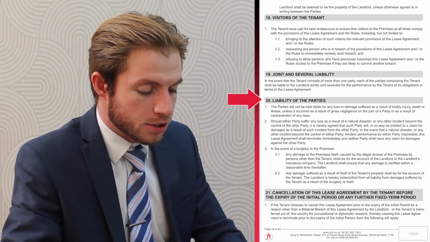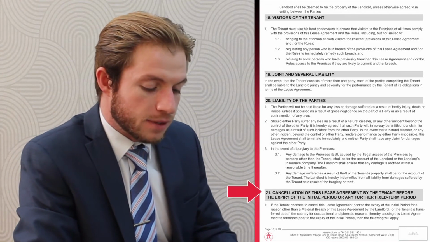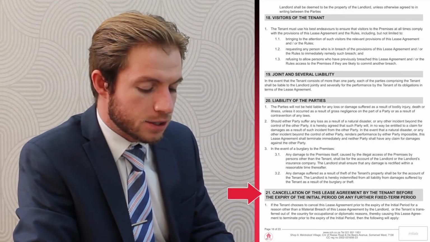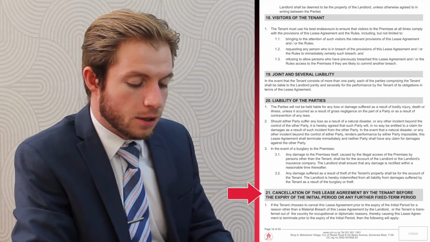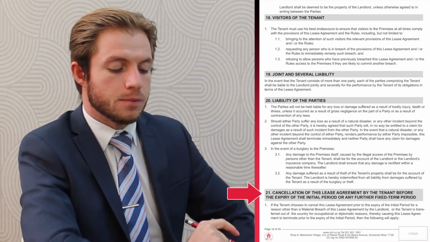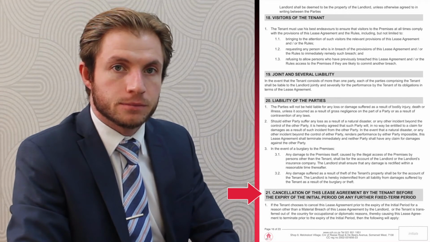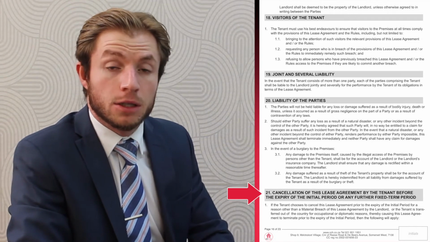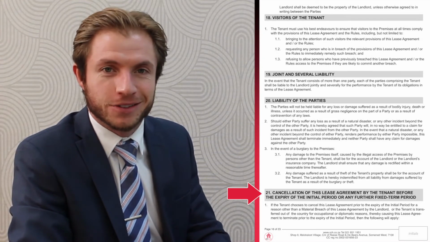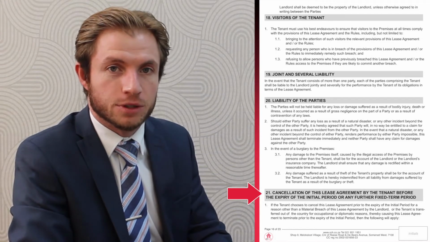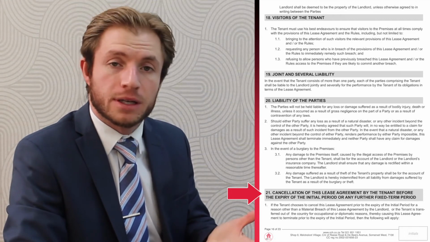Now, probably the most important condition contained in a lease agreement is the cancellation of this lease agreement, clause 21, cancellation of this lease agreement by the tenant before the expiry of the initial period or any further fixed term period. So what this means is the following. If this lease agreement is concluded for a year, 2 months into the lease agreement, you've now received a position in Johannesburg and you need to cancel this lease agreement because you need to move as soon as possible. But there's still 10 months left of this lease agreement. What now?